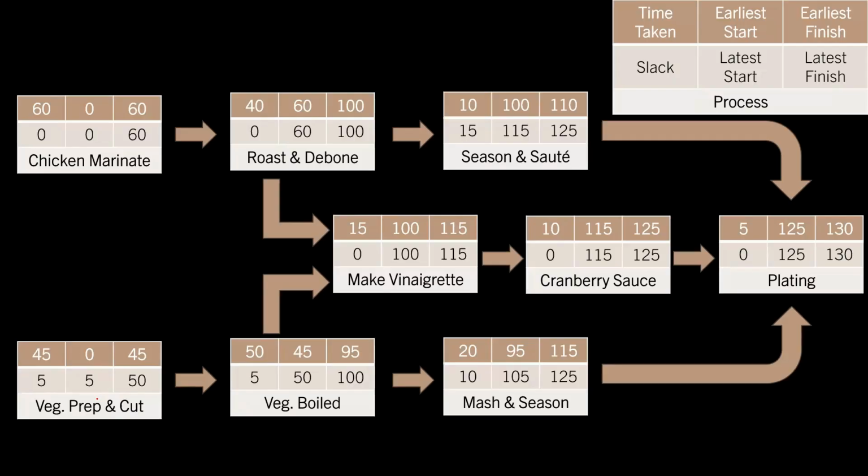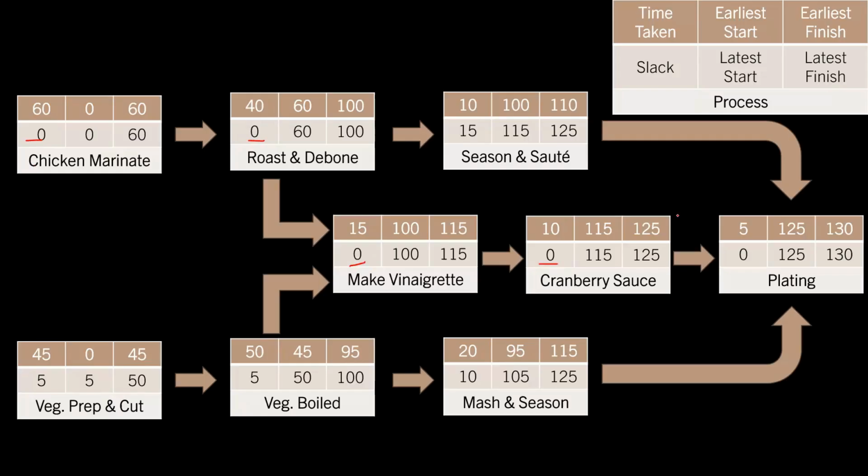longest amount of time. The biggest mistake that people make is that they say the critical path is the path that can take the shortest amount of time. No, critical path is the path that takes the longest amount of time. Or one more way of defining critical path is, the critical path is the path from start to finish in which all the processes in the path have a slack of 0.